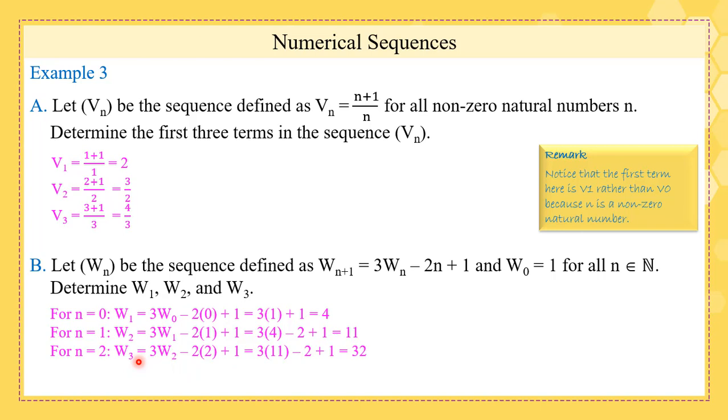So we see here we cannot find w1, w2, and w3 unless we know the first term, which is w0, whereas in this example we can find any term that we like. Now, notice here that w2 depends on w1 and w3 depends on w2.